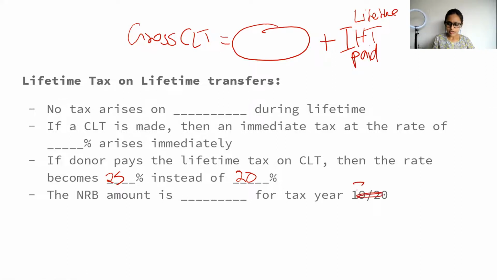Now the nil rate band for the tax year 2020-21 is £325,000. There is no change to that.